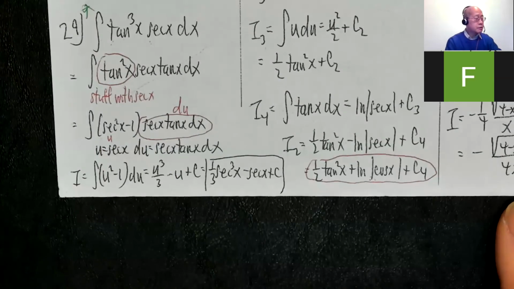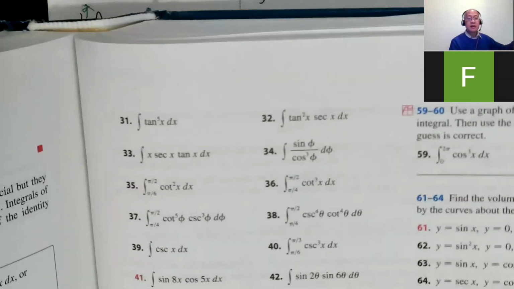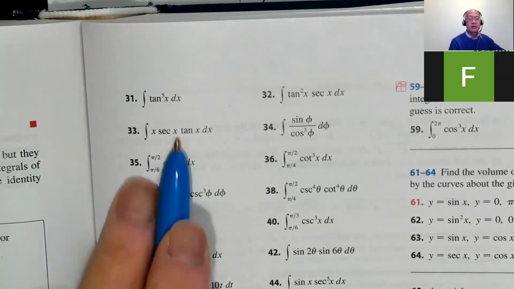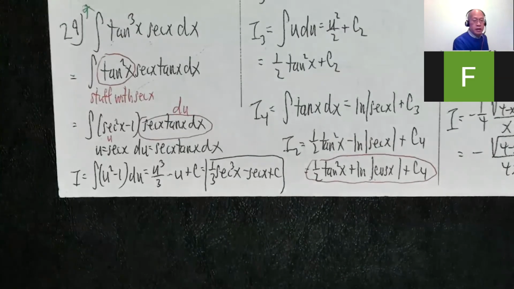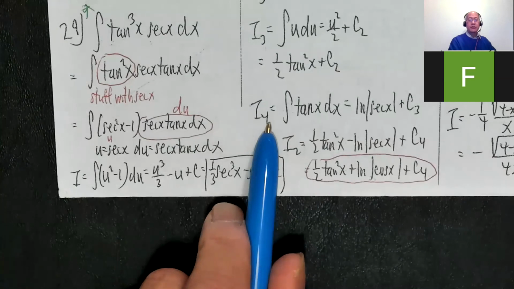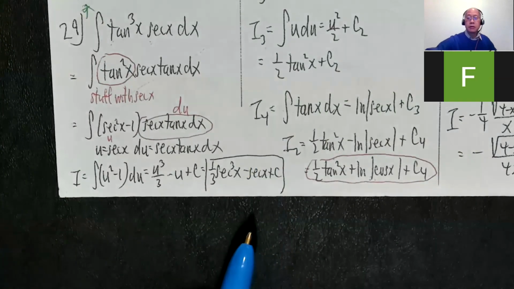All right, that's as much as I was going to do today. Tomorrow, there's one much longer problem, 31, tangent to the fifth. Okay, that's quite a problem. We actually have to go to 4 different integrals. You have to get to an I4. Okay, so I'll show you that tomorrow.